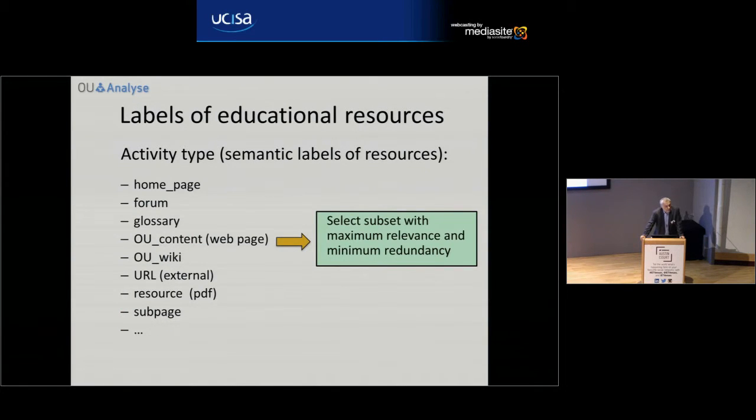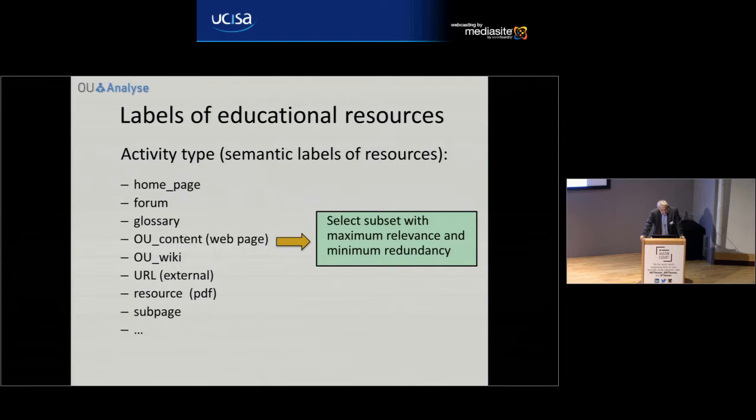Okay, so how do we do it for real? Obviously we don't only count clicks, but each click has a label. Each click has a meaning. The label is semantics, so it's called activity type, and examples are homepage, forum, which means the student did something. Homepage is where the student starts with the VLE system. Forum is obviously where the student contributed to the forum or did something with the forum.